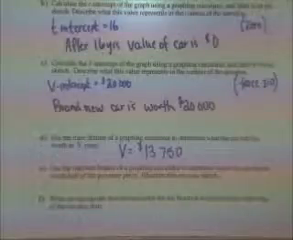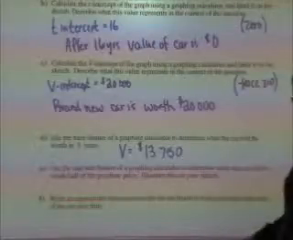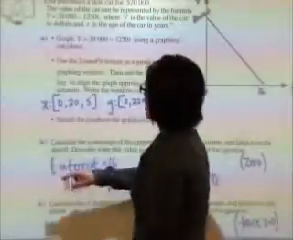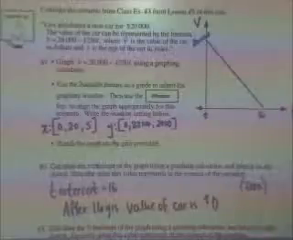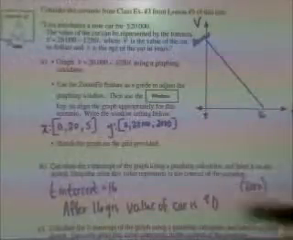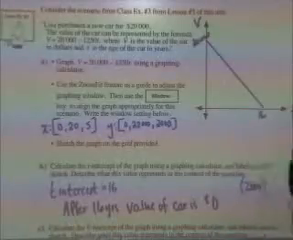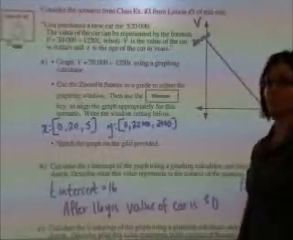Question E says, use the intersection feature of the graphing calculator to determine when the car will be worth half the purchase price. So, in terms of the graph, what am I trying to find? Am I trying to find V or T? T, I'm trying to determine how much time it's going to take for it to be equal to half. Where's half? 8.